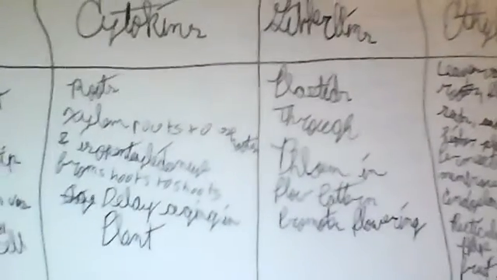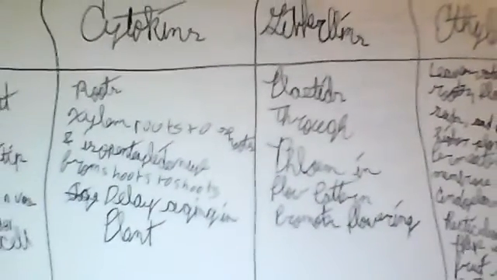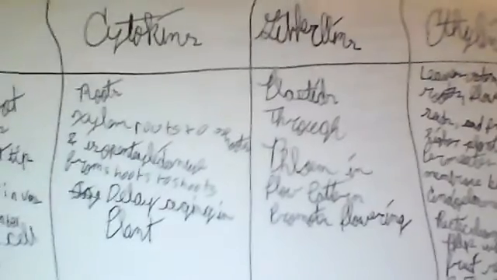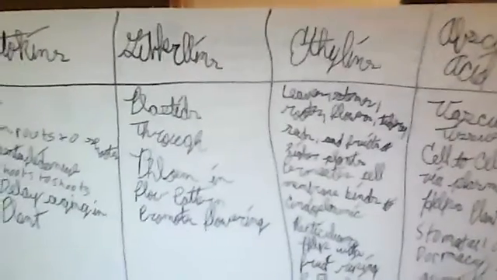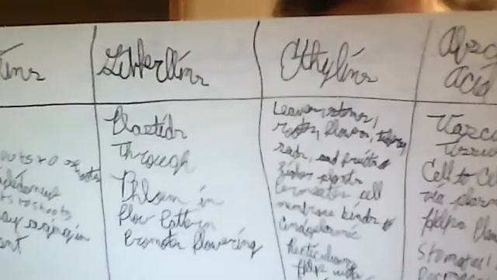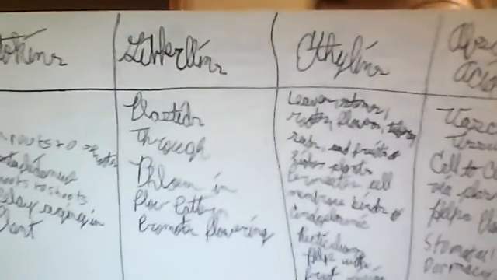Next, we go over to cytokinins. Cytokinins, their roots, they transfer from shoots to shoots, and their effect is delaying aging. The gibberellins, here we go. They're located in the plastids, and they move from flower to flower, and they promote the flowering of the plant.